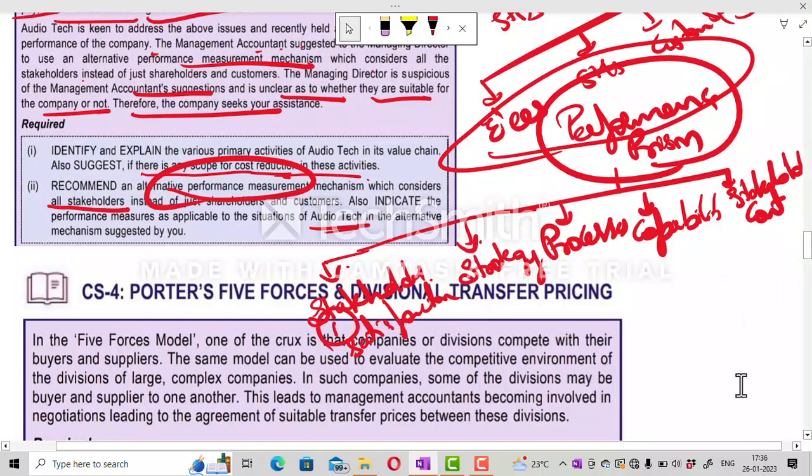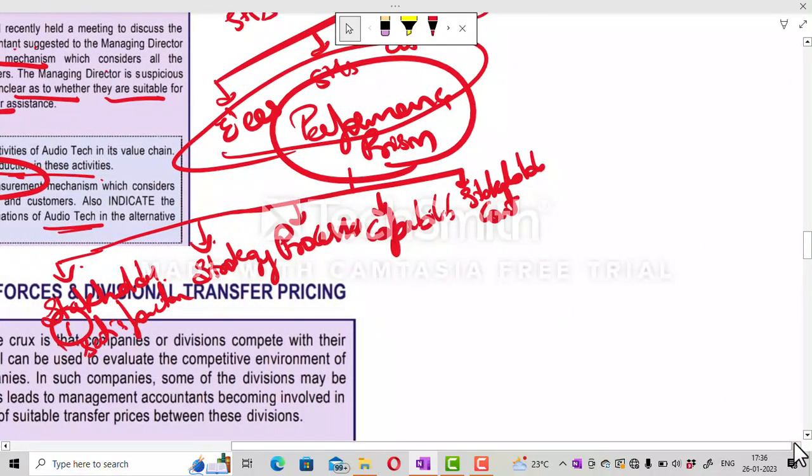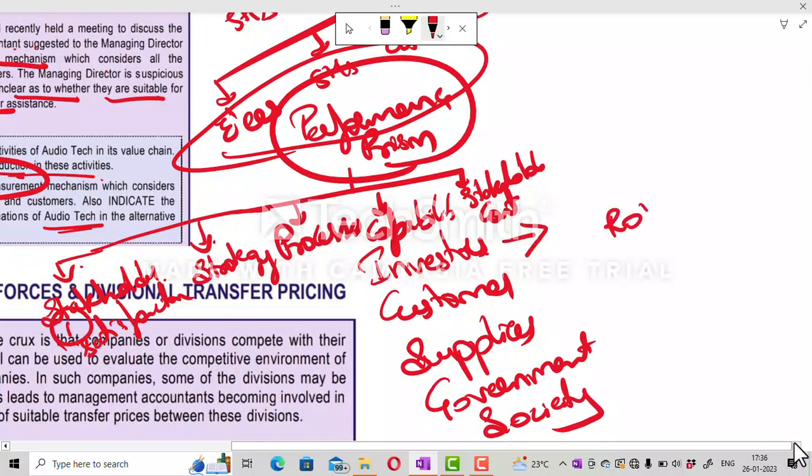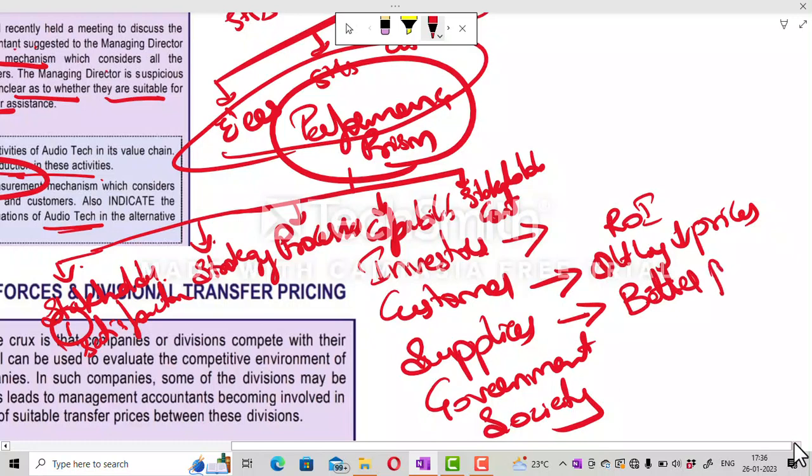First one is stakeholder satisfaction, which means we have to see how many types of stakeholders there are. Investors, customers, suppliers, government, and society. What do investors want? A good return of income. What do customers want? Quality products at reasonable prices. What do suppliers want? Better price for their product sales. What does government want? Of course, revenue, taxes, and also development, because we will be recruiting many people, so unemployment will decrease. And what does society want? Employment opportunities.